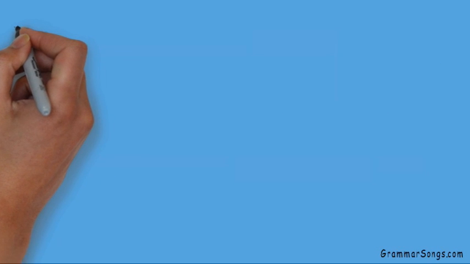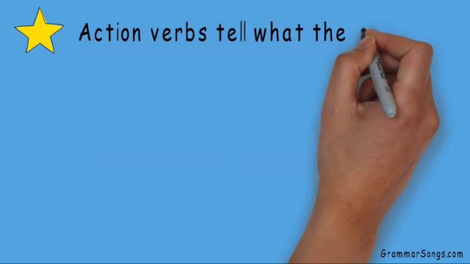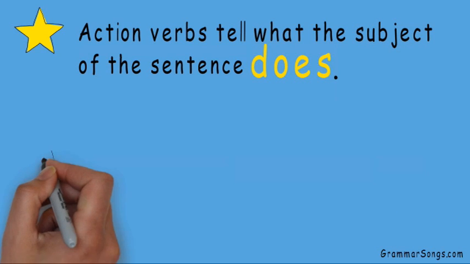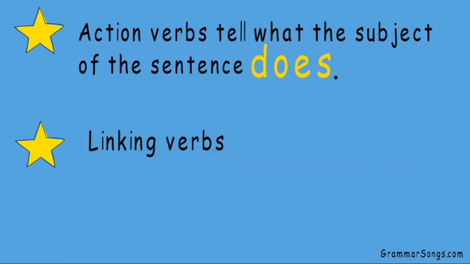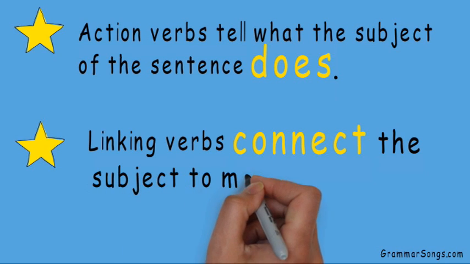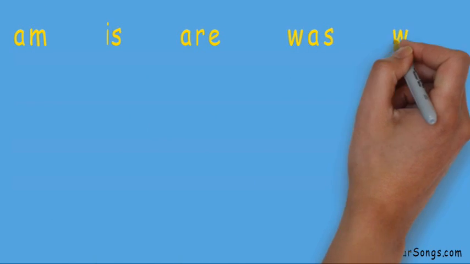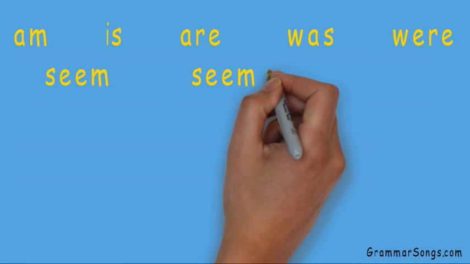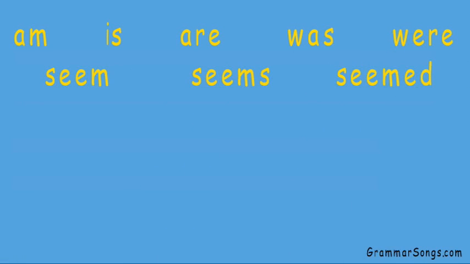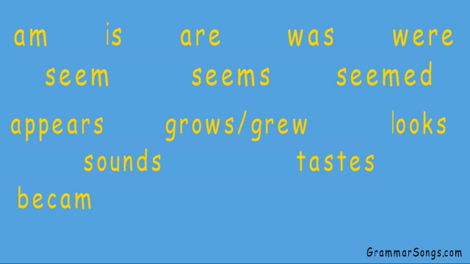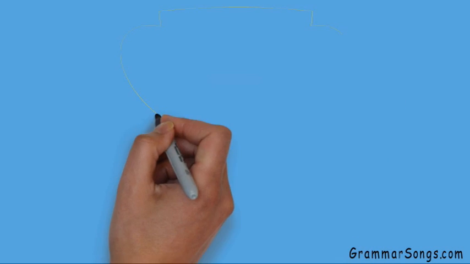They're 6 years old. So remember, action verbs tell what the subject of the sentence does. Linking verbs connect the subject to more information. Am, is, are, was, were, seem, seems, and seemed are some common linking verbs you will encounter every day when you read, speak, and write. There are many other verbs that can act as linking verbs too, depending on the situation, so learning about linking verbs could take a little practice.